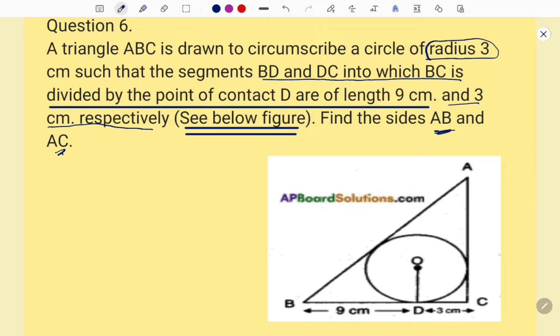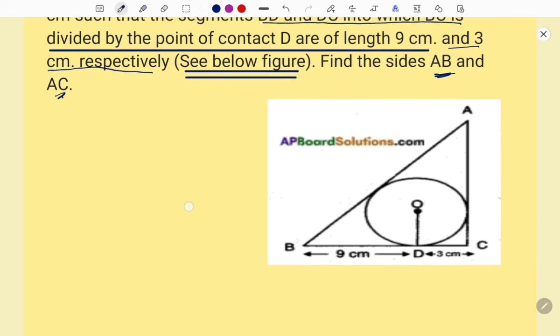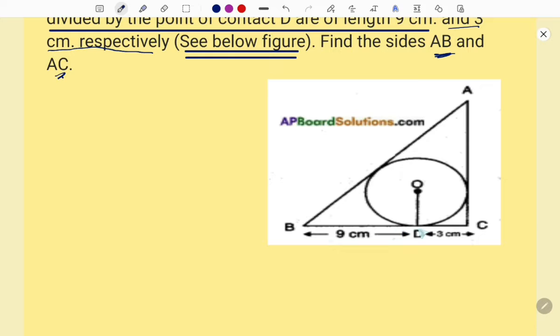Why? Because of BC. Once you see the diagram, BC is divided into two parts, BD and DC. So BD plus DC is 9 plus 3, that is equal to 12 centimeters. So BC is equal to 12 centimeters. No need to find out BC. We don't know AB and AC, so we need to find AB and AC.